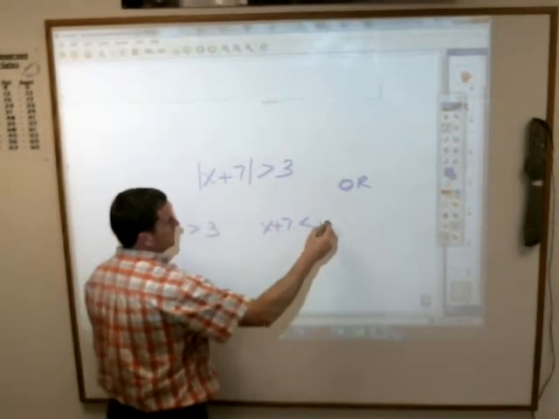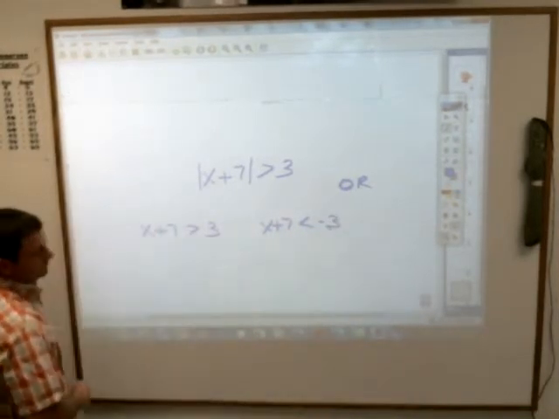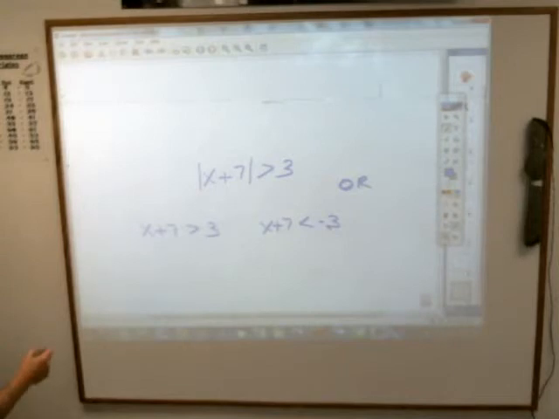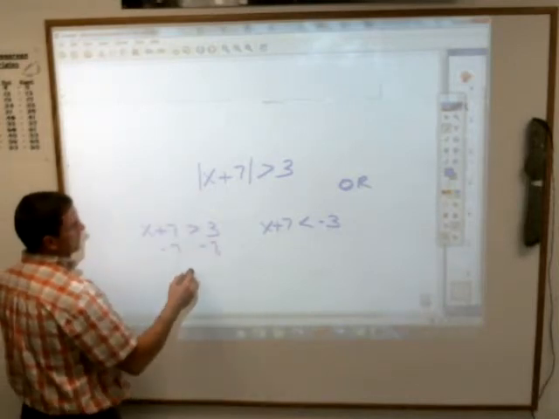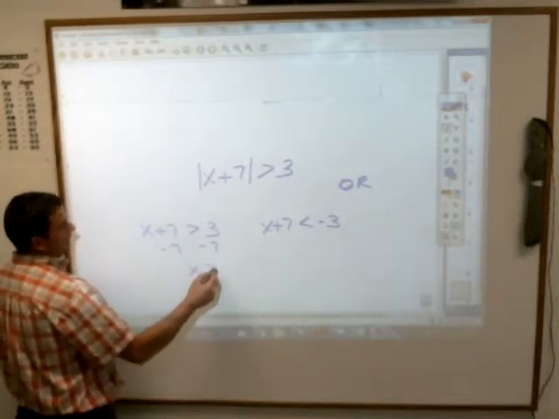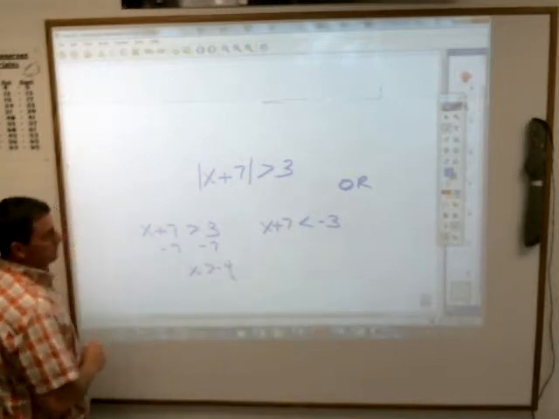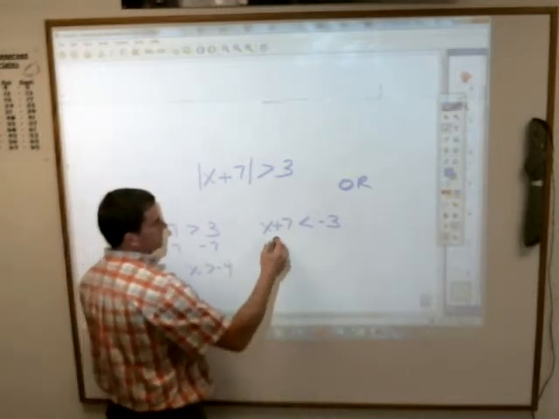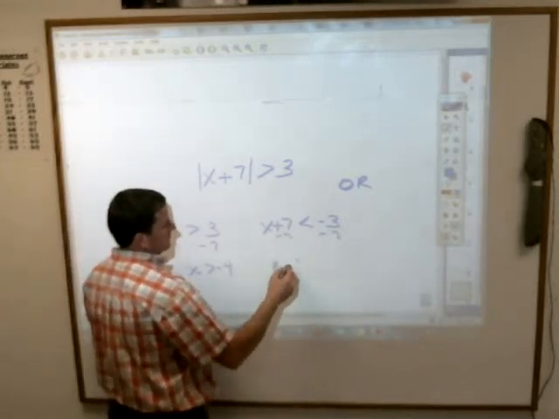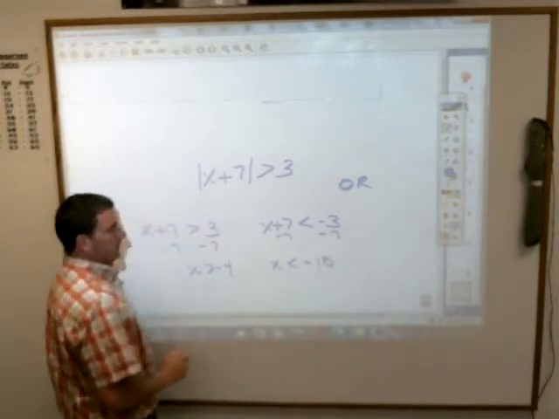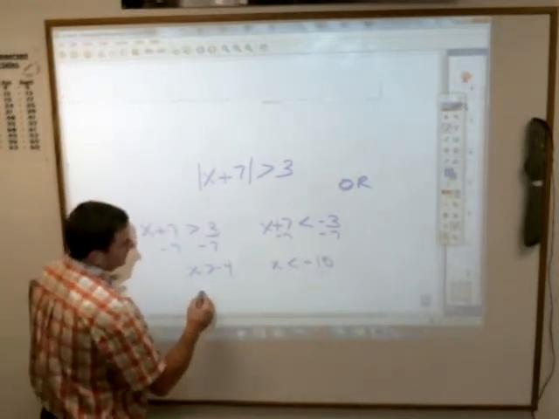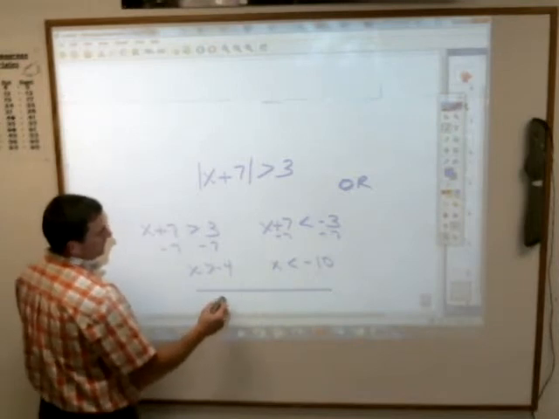Solving both of those, x is greater than negative 4. Subtract 7, x is less than negative 10. Graphing it here at negative 4.